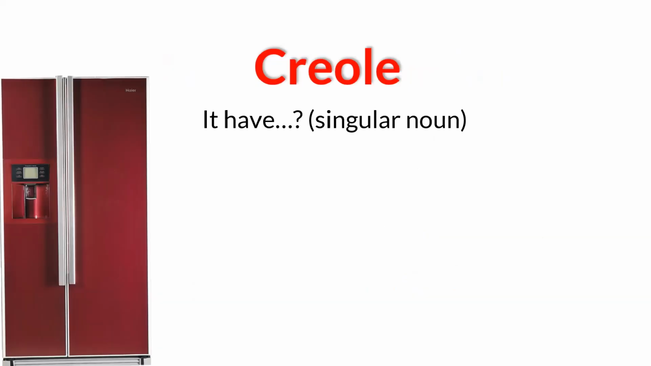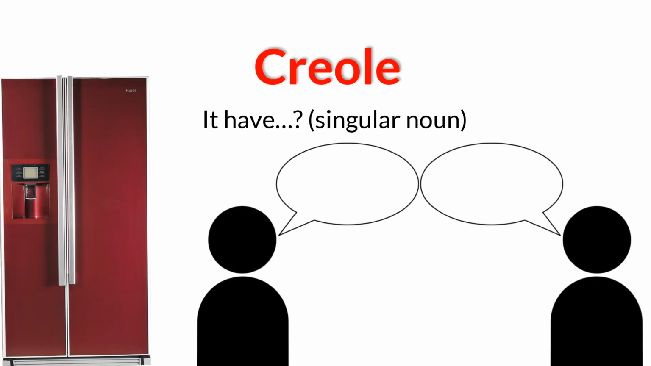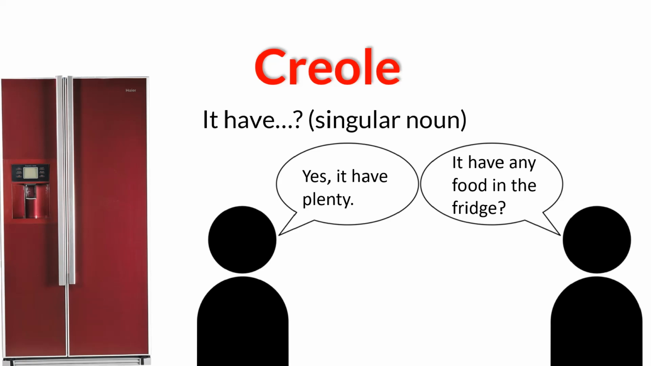It have is also used if we want to ask a question about something's existence. For example, Brandon might ask Marie, "It have any food in the fridge?" And she might reply, "Yes, it have plenty."